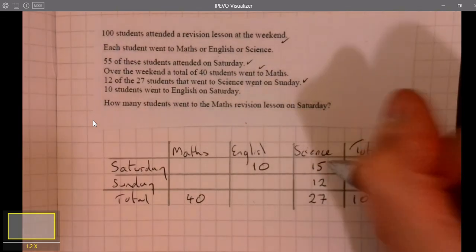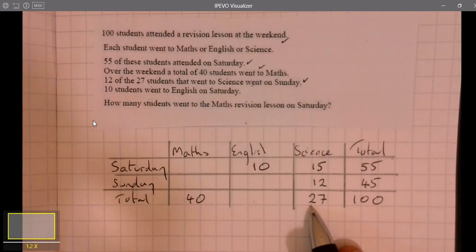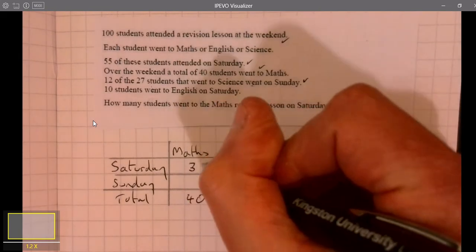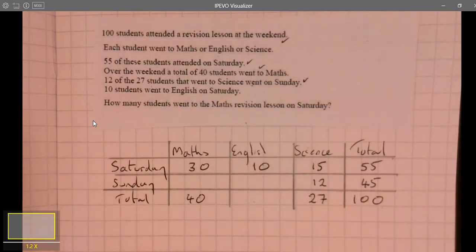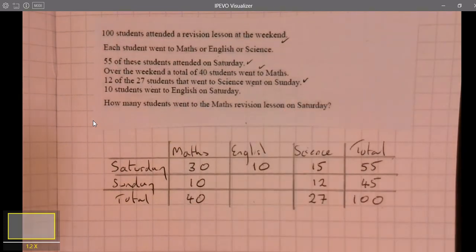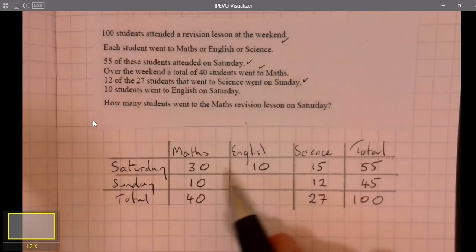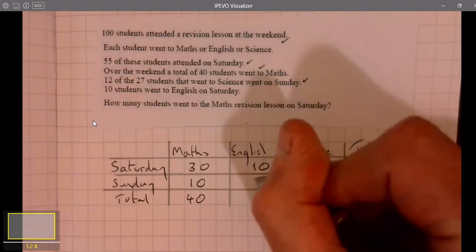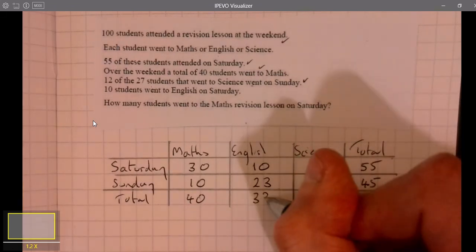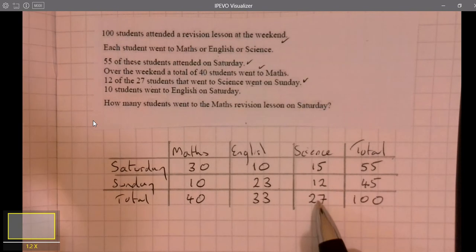That must be 15. I've got that from the 27. We've got 25, so therefore that's got to be 30. So it's 40, 50, 55, so that's got to be 10. 30 and 10 is 40. Coming back this way, that's 22. So 22, add 23, add the English up, and we've got 33. Just have a quick double check to make sure this comes to 100, 50, 60, 100. Yep, I'm happy with that.